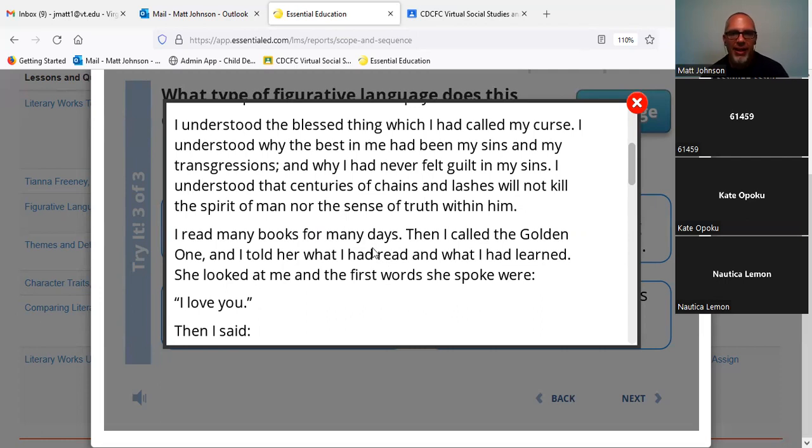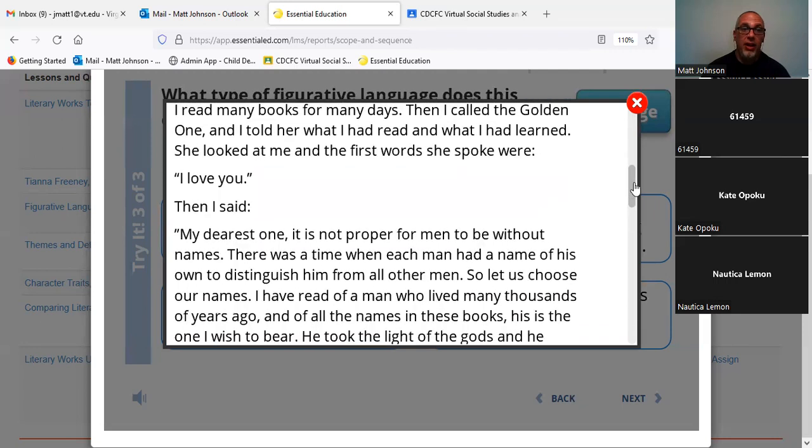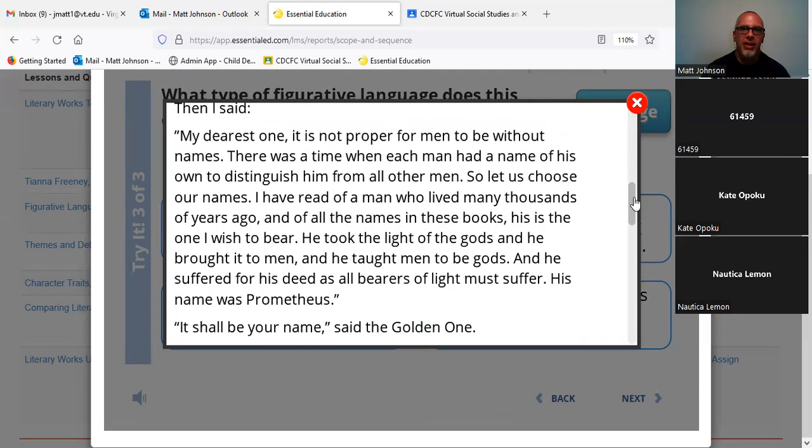I read many books for many days. Then I called the golden one, and I told her what I had read and what I had learned. She looked at me, and the first words she spoke were, "I love you." Then I said, "My dearest one, it is not proper for men to be without names. There was a time when each man had a name of his own to distinguish him from all other men. So let us choose our names.